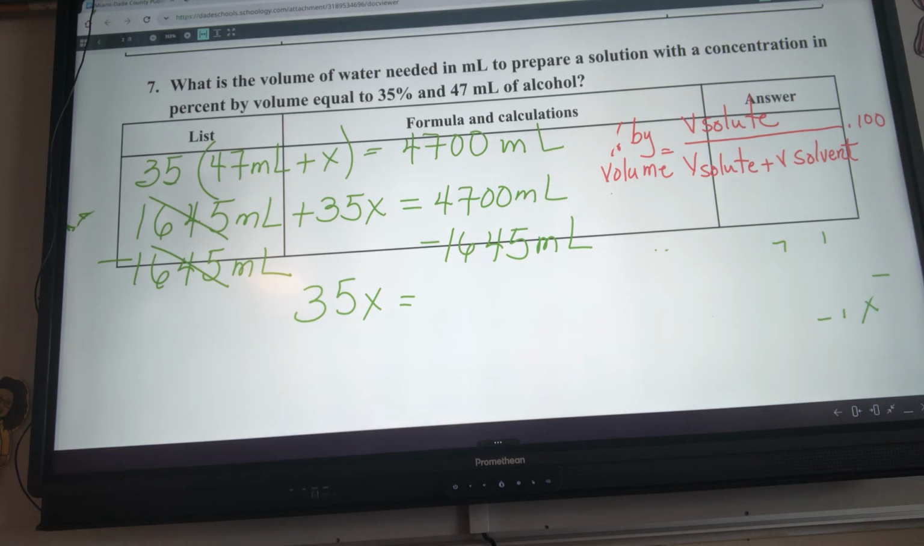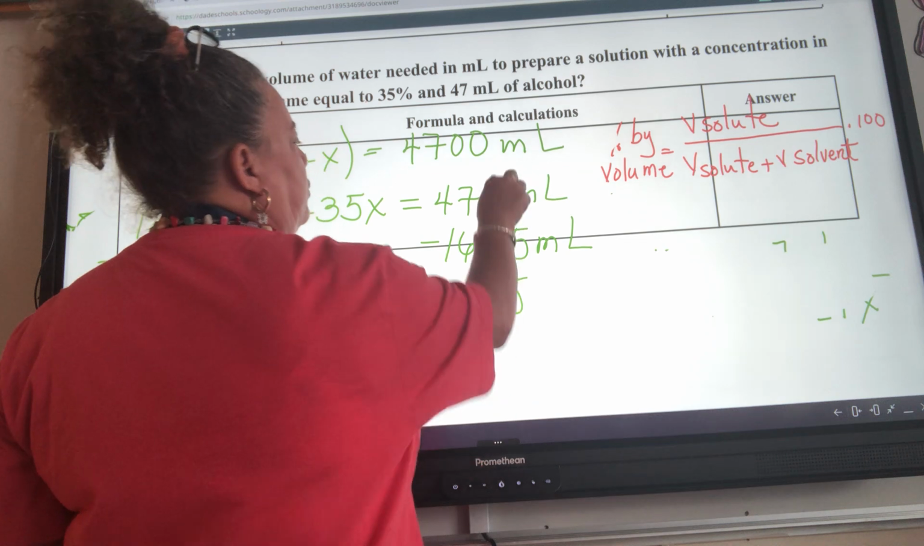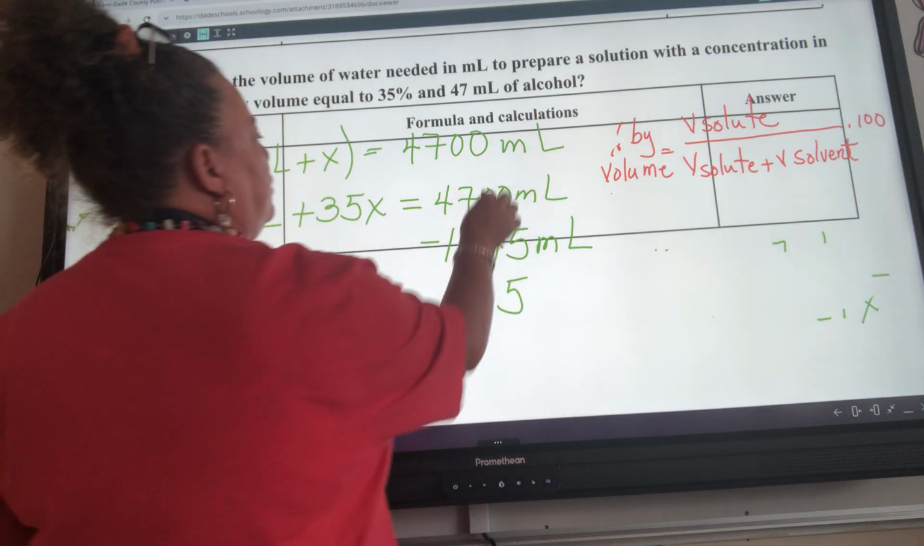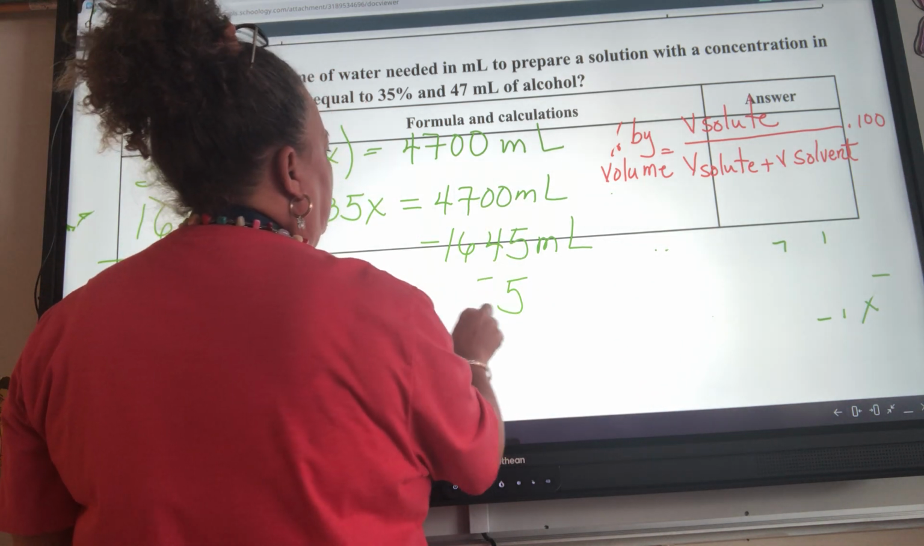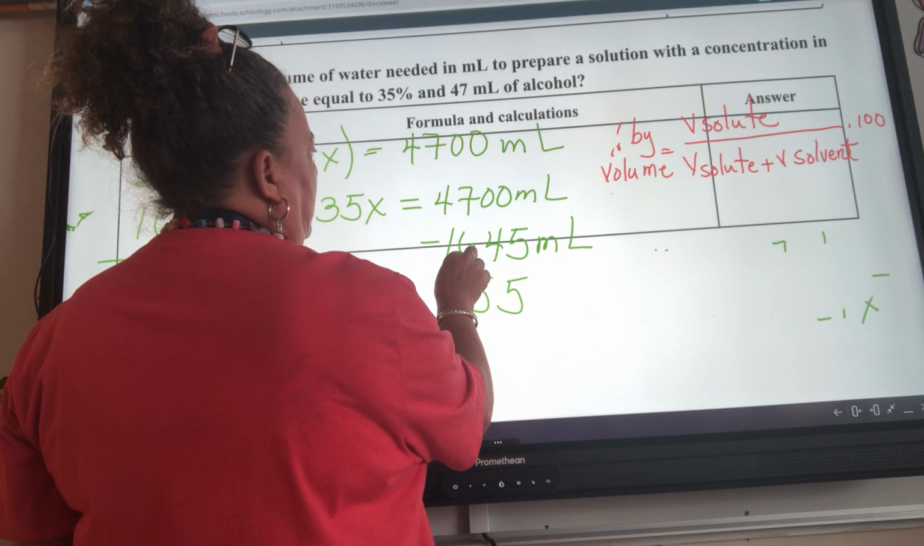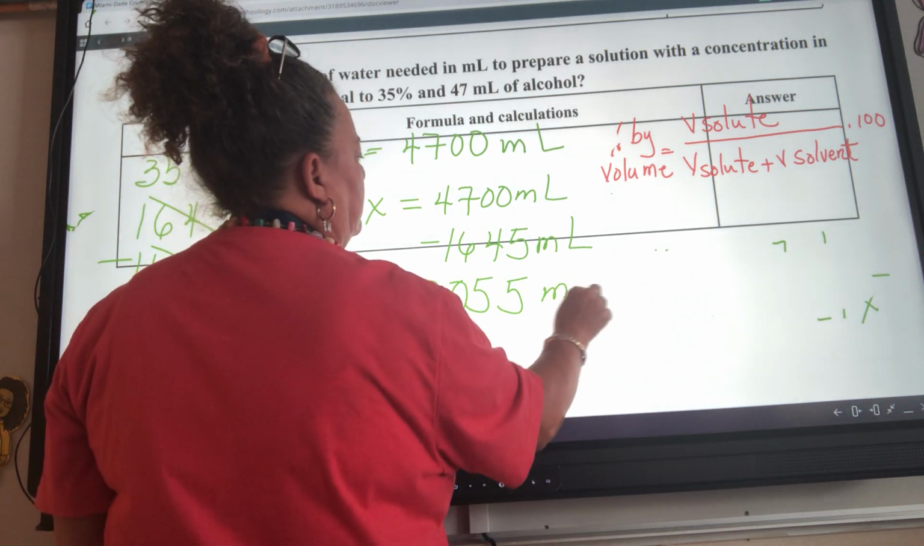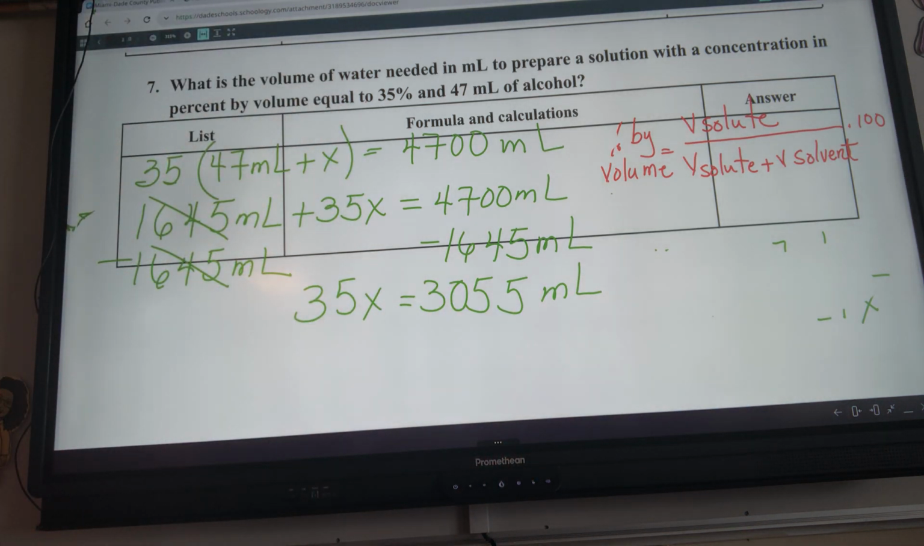Give me the answer to that subtraction: 4,700 minus 1,645. How much is that? 5 to get to 10 is 5, and I take 1. 5 to 10 to 10. 5, 0, okay, 0. Milliliters. See? That was the answer.